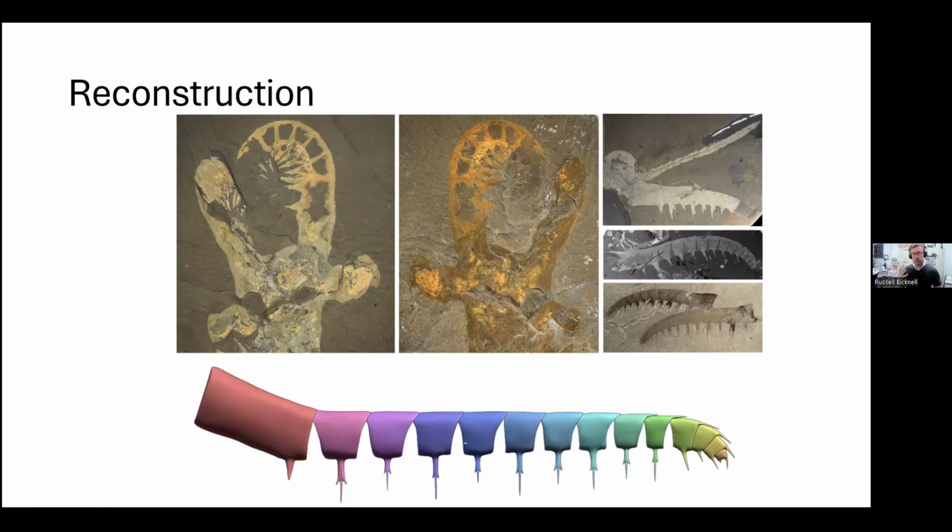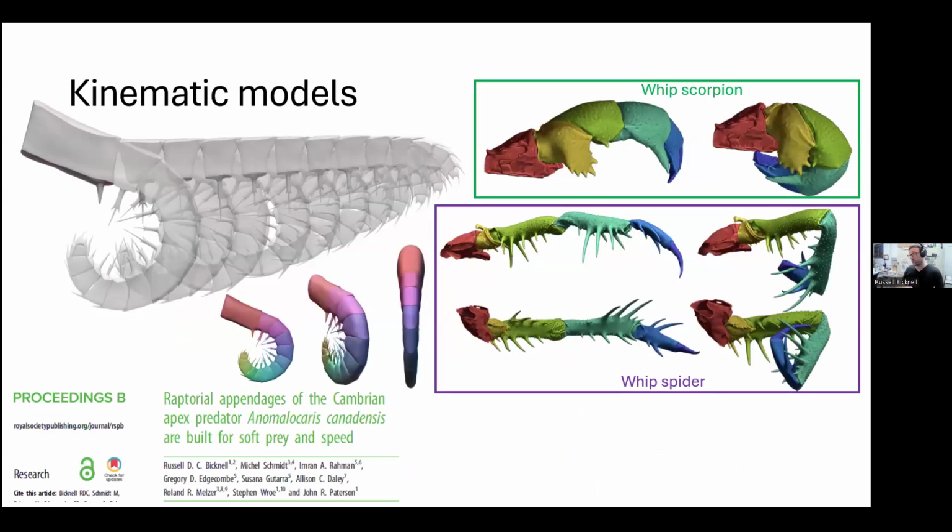And once you have your model, we can then ask the question, how did it move? Well, we have our modern system, we have our whip scorpions and our whip spiders, and we know that they use their raptorial appendages to grab and then move prey closer to the mouth for processing. And when we look at our fossil system in Anomalocaris over here, very similar. In fact, pretty much the same thing. The only difference is Anomalocaris has more segments. It has what we call more podomeres. So this raptorial predation, absolutely, this animal was doing that. That's brilliant. We can confirm that.